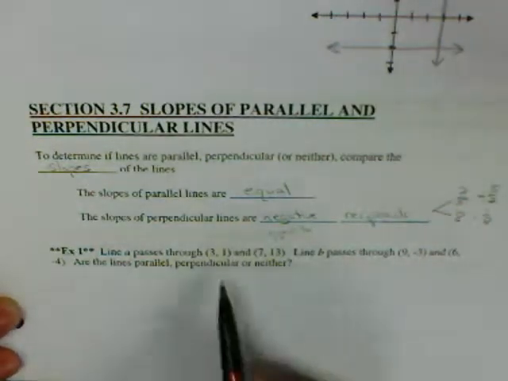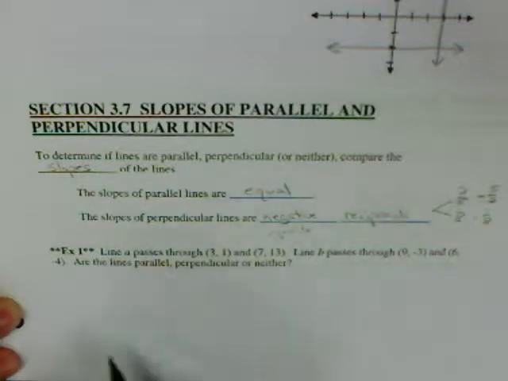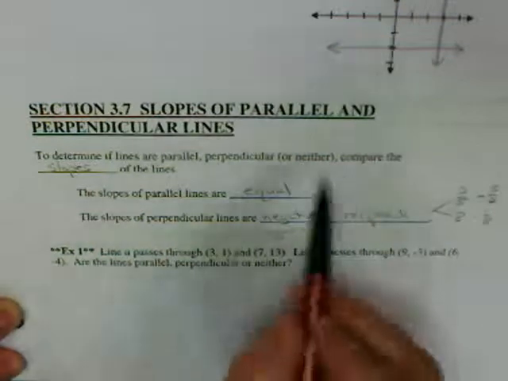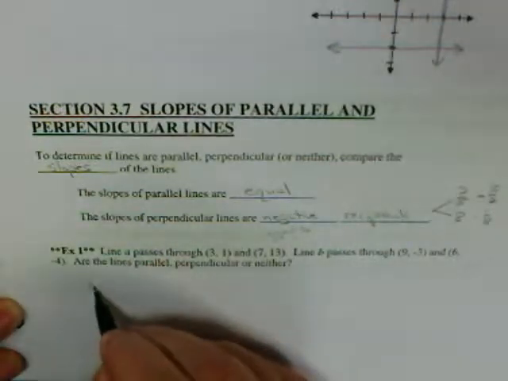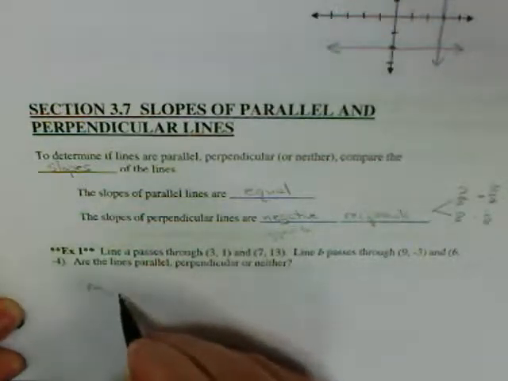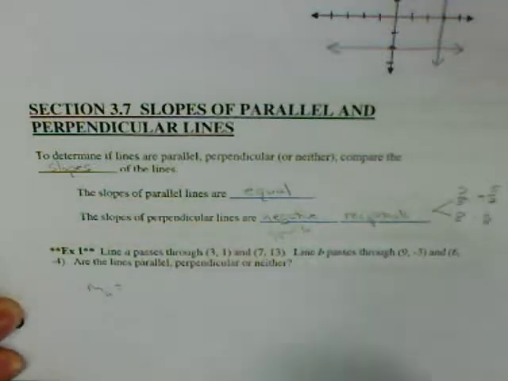It tells you that line A passes through those 2 points, B passes through those 2. Are those two lines parallel, perpendicular, or neither? Well, it says right up above here we better compare the slopes. So I'm going to have the slope formula, but I'm going to put a little a there because we're going to have two different slopes we're going to be comparing. We want to be able to keep them separate of each other.